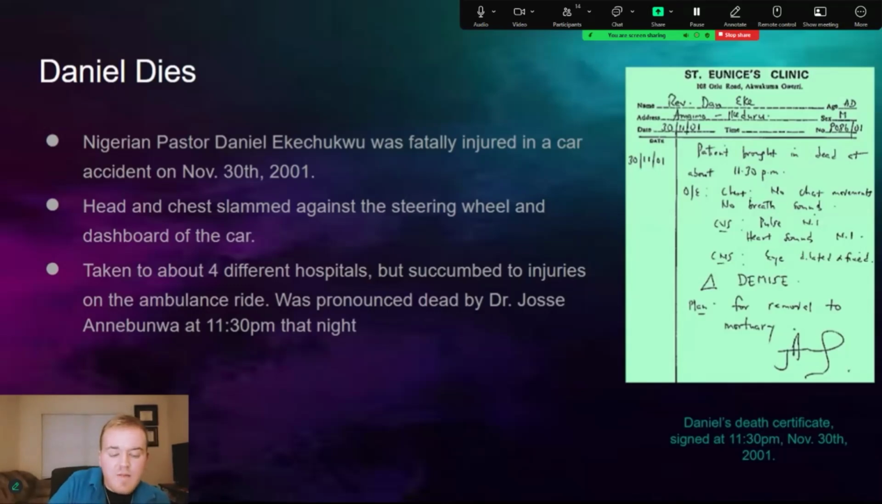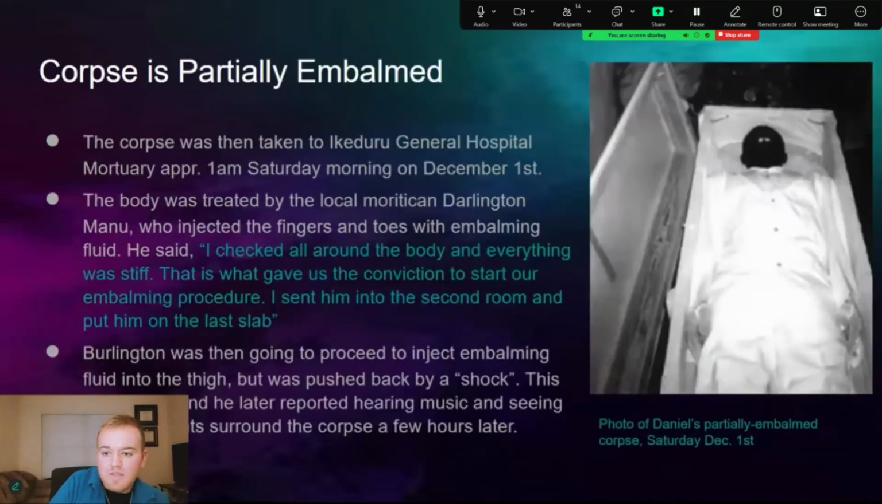So Daniel's died. And then that night, they take the body to the mortuary. So at this point, they take the corpse to the mortuary at Ekeduru General Hospital.